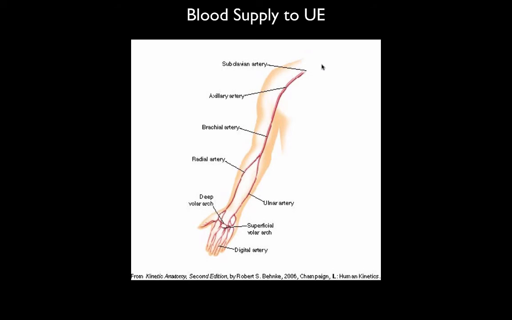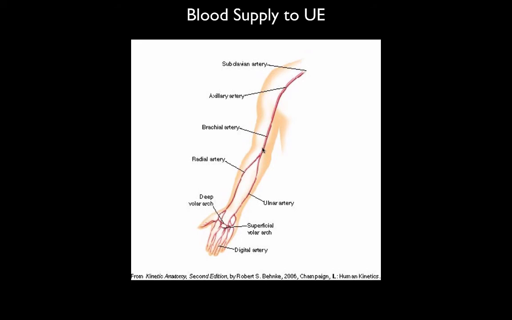So up here is the subclavian artery. As it moves a little further down towards the axilla, it's the axillary artery. And then into the upper arm, it's called the brachial artery. So this is one of the main sites for blood pressure.